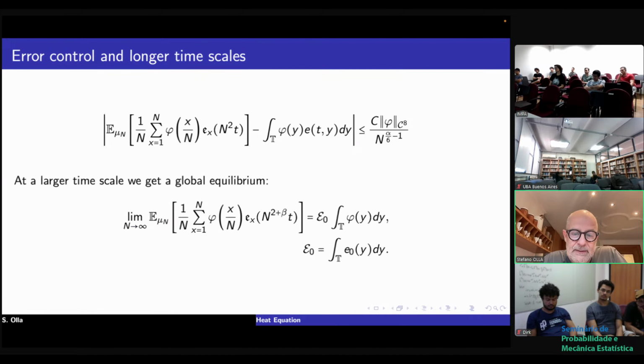Okay, and that means that if we look at a larger time scale, let's say beyond the diffusive time scale, as beta positive, we converge to equilibrium. So we really get the global equilibrium. This is a system that you can start in non-equilibrium and is capable of arriving, looking at very large time, to a global equilibrium. This is interesting from a thermodynamic point of view.